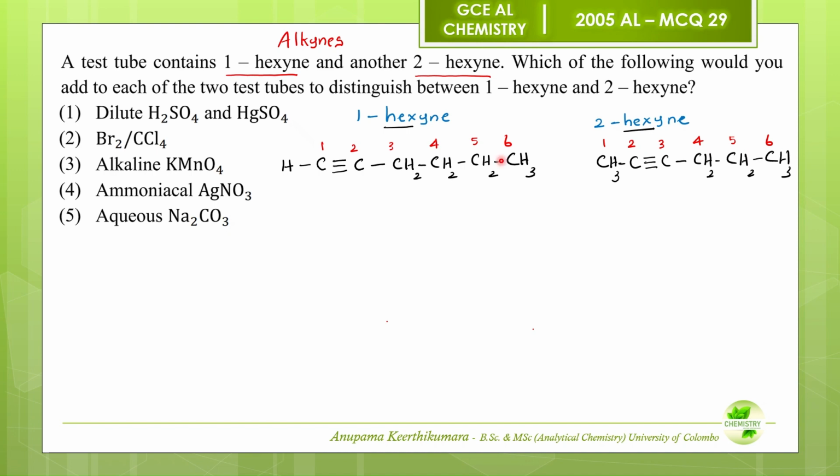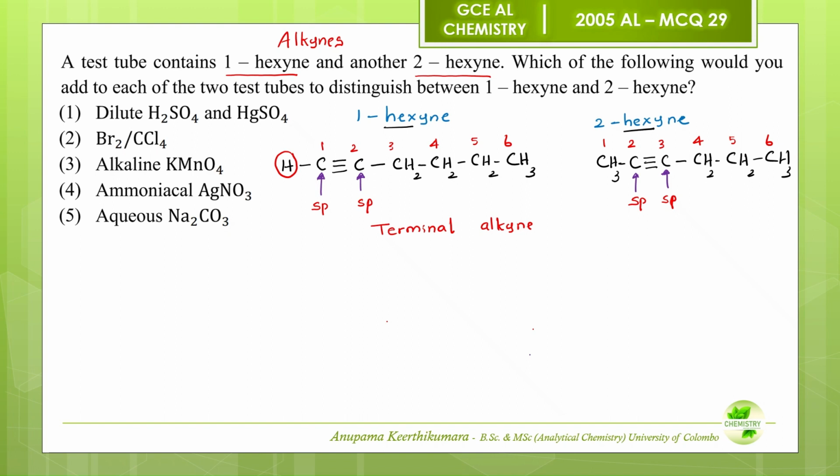We need to distinguish between these two alkynes. For that, we need to find a difference in their structure. Both 1-hexyne and 2-hexyne are alkynes with the same number of carbon atoms. The difference is 1-hexyne is a terminal alkyne, whereas 2-hexyne is not a terminal alkyne. Alkynes with hydrogen atoms directly bonded to the sp hybridized carbon atoms, or one of these triple bonded carbon atoms, are known as terminal alkynes.